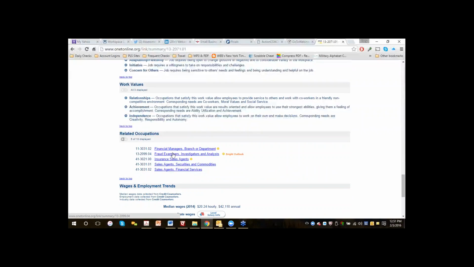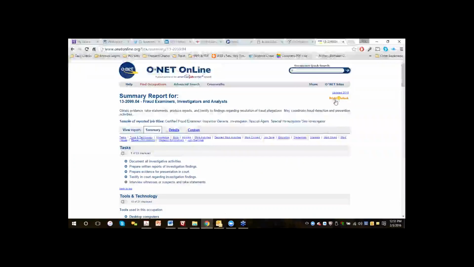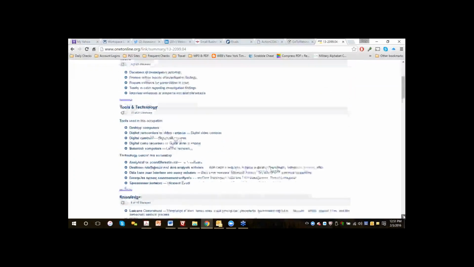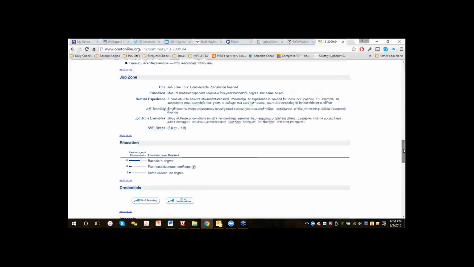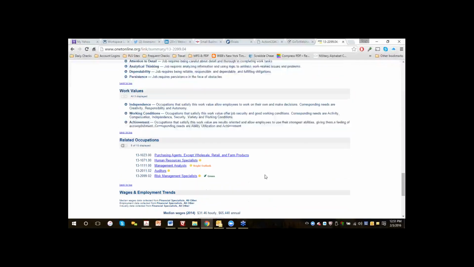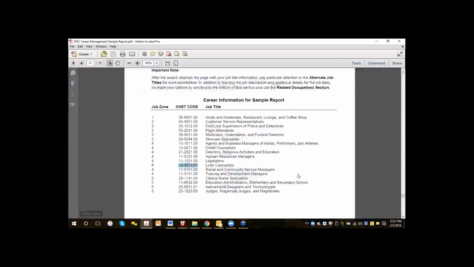A fraud examiner. Let's take a fraud examiner. I can click on this, and notice it has this bright outlook. This means that this is a good growth area for jobs. And again, it tells me everything about being a fraud examiner. If I go all the way to the bottom, I can see other related activities: an auditor, risk management, HR specialist. It is an incredible report. So the question is, how do I use it?